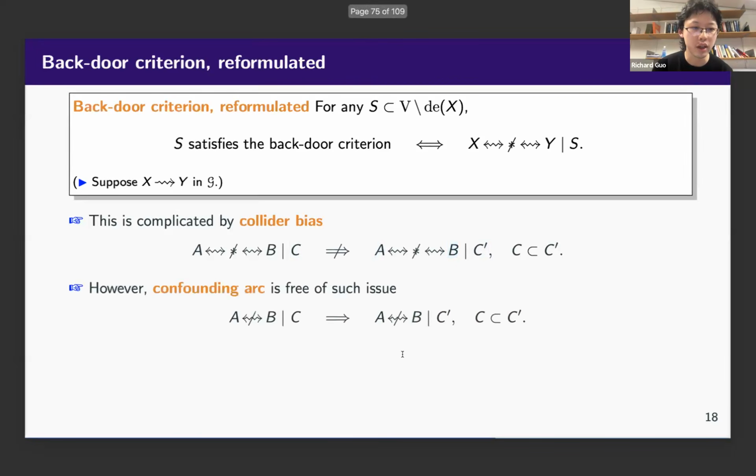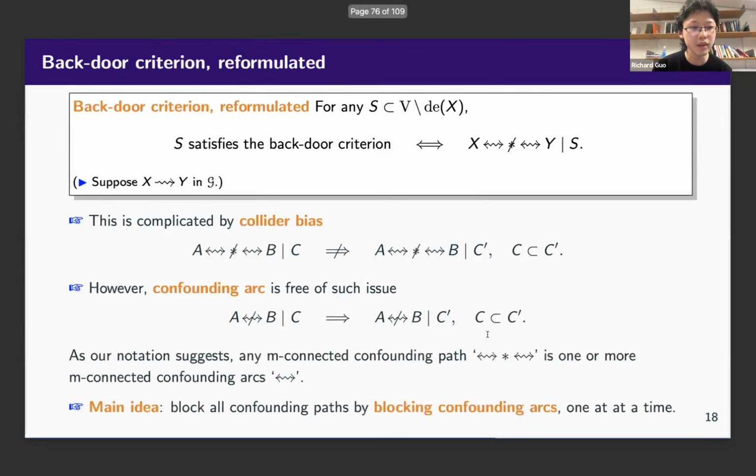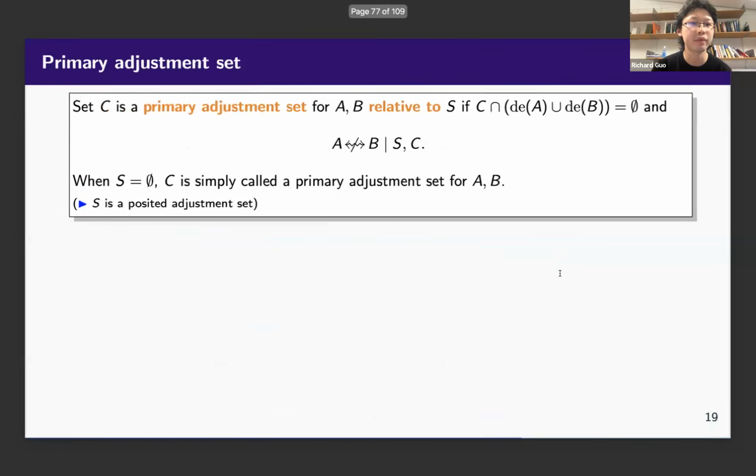But what is true is for confounding arcs. When we use a larger set to control for confounding arcs, that larger set always works. So it has its monotonicity. So basically, our idea is, because, as our notation suggests, any confounding path is a concatenation of confounding arcs, if we're able to block all the confounding arcs iteratively and properly, then at the end of the day we would be able to block all the confounding paths as well. And because confounding arcs are easier to conceptualize and block, that is the way we are going to proceed.